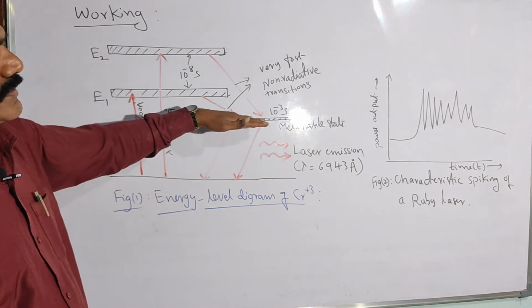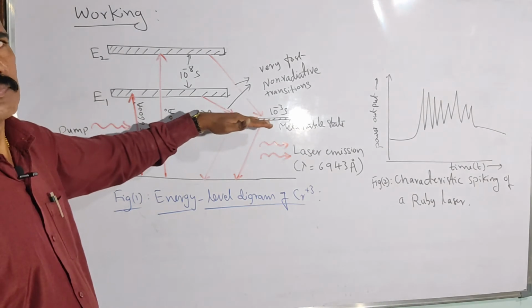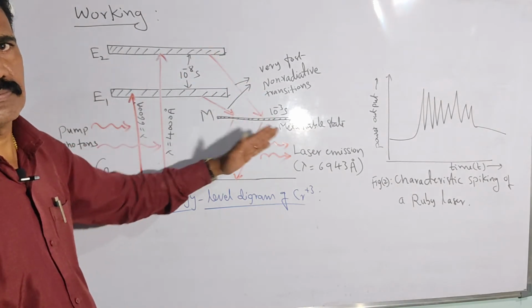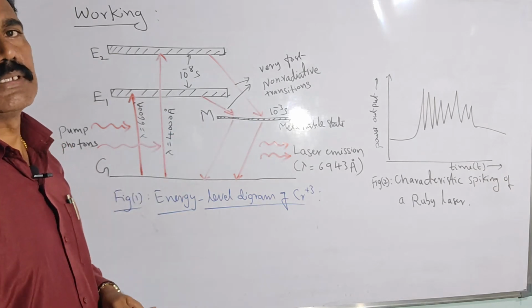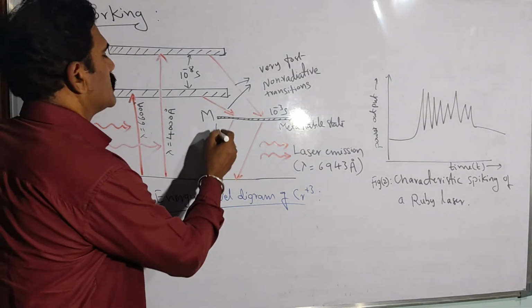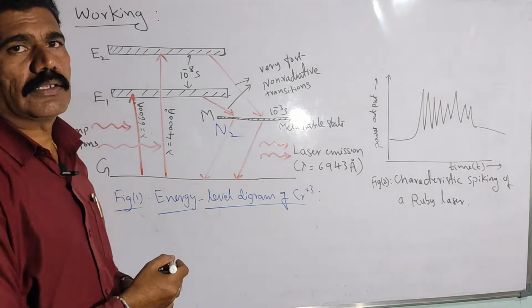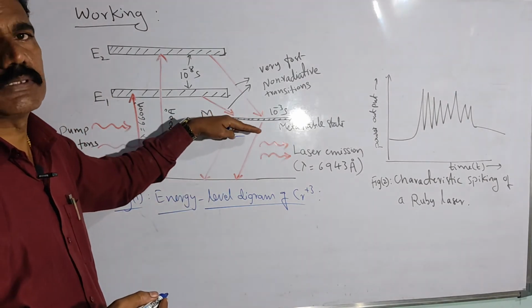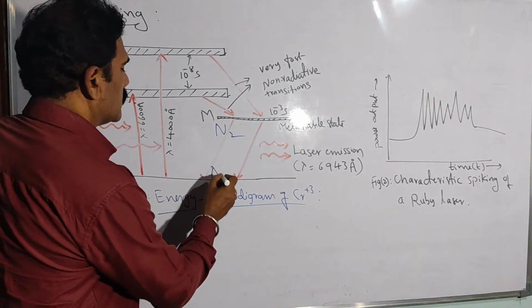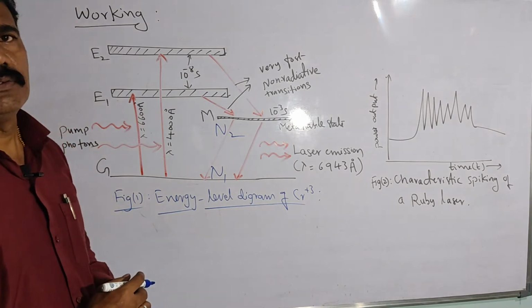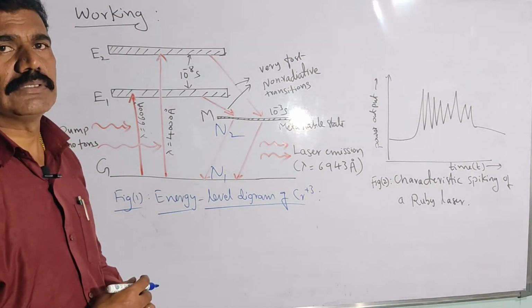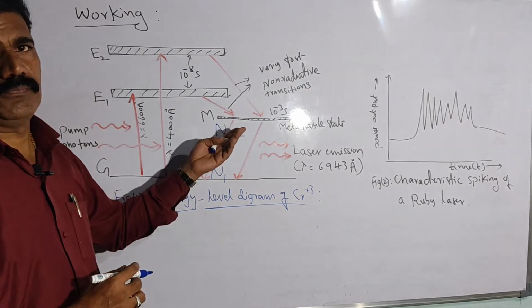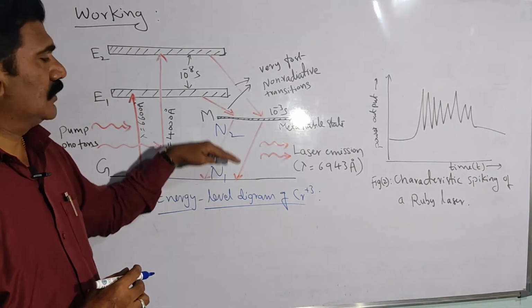Once the number of chromium atoms in the metastable state increases, the population of the metastable state is considered increased. That we can call N2, and we compare this population of the metastable state with the ground state population, N1. What do we want for the stimulated emission process? We want population inversion. Initially N1 is greater and N2 is smaller.